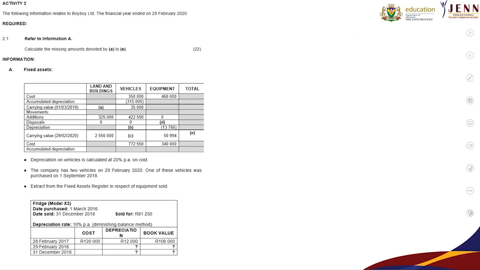Then our A is equal to how much? 225,000. Let's go and attempt B. B is depreciation on vehicles, and we are looking for depreciation on vehicles at 20% on cost. Then it means we are going to use what we call the cost price method to calculate depreciation.